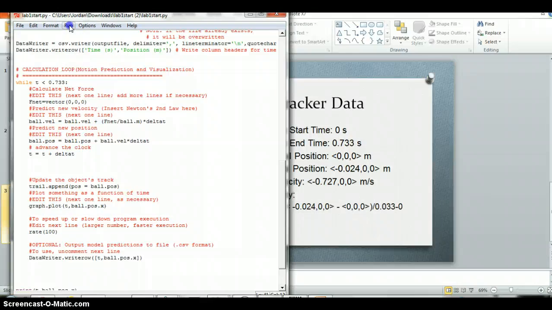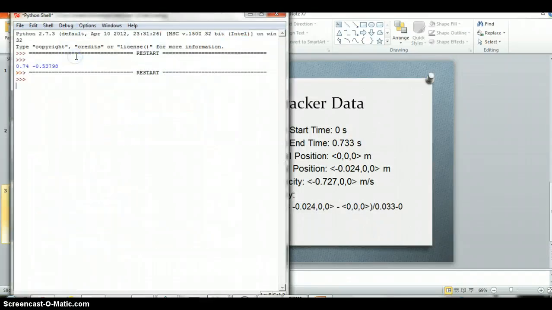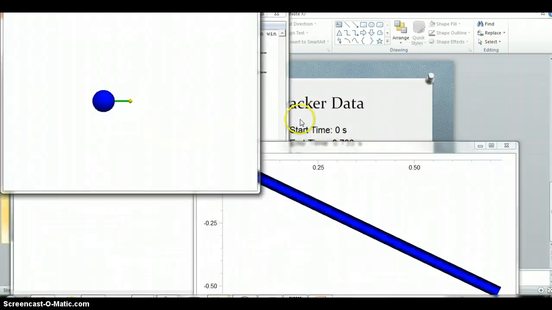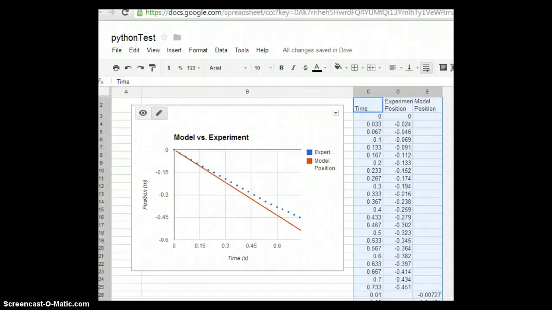Here is the model of the orange as portrayed by VPython. As you can observe, the orange in VPython is going to be moving to the left in the negative x direction as well. Here is the line graph and table representing the model versus experiment with the orange traveling to the left.